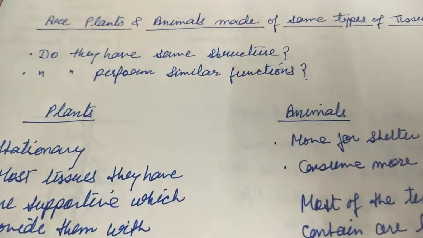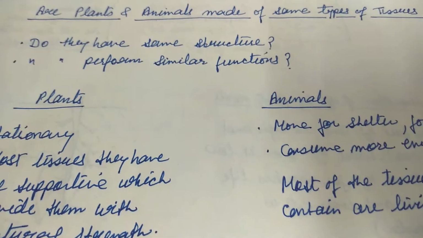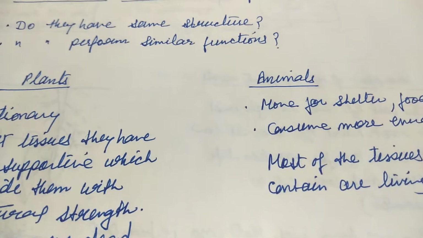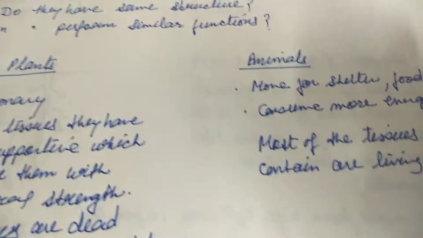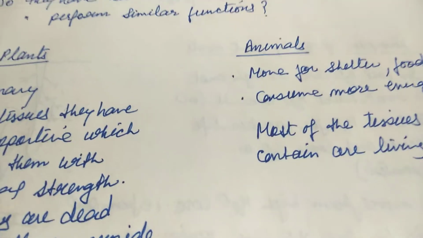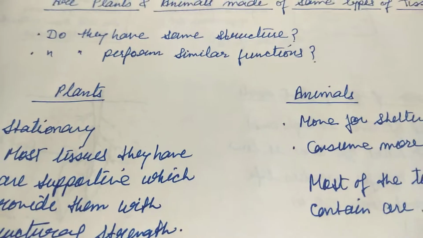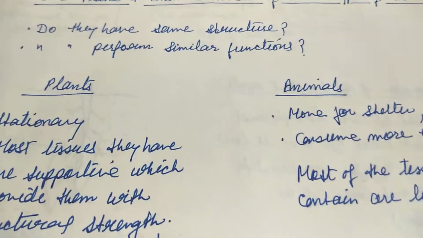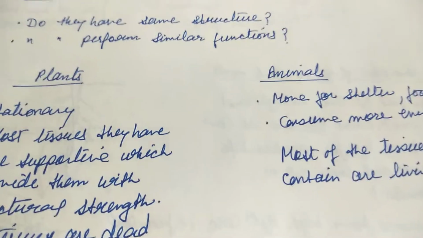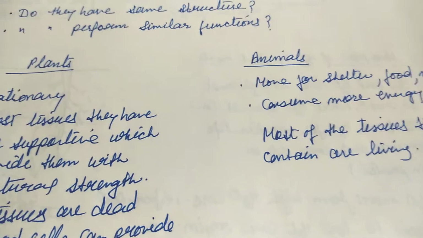First we will see the structure of plants and the structure of animals. We compare their structure, we compare their function, right? Then on the basis of that, we'll see the type of tissues present in them, whether they are different or similar. As you know, the answer is that they don't have the same structure. Plants and animals have different structures, they perform different functions, and so definitely they have different tissues. So we'll take it from there.